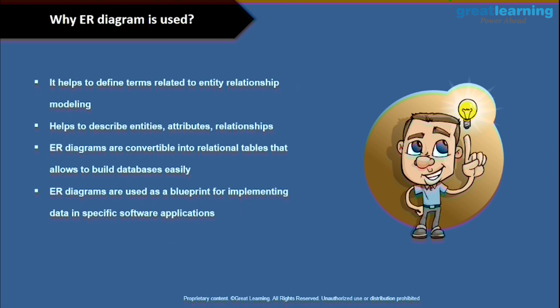Now we are going to talk about why ER diagram is used, right? So it helps to define the terms related to entity relationship modeling. But what is that actually, right? We know some tables we make, the attributes we have. Yes, those table names, those attributes are the part of entity and attributes, right? It basically helps you to define a total database using those entity names and using those attributes. Later in the section, we are going to talk about what are those entities.